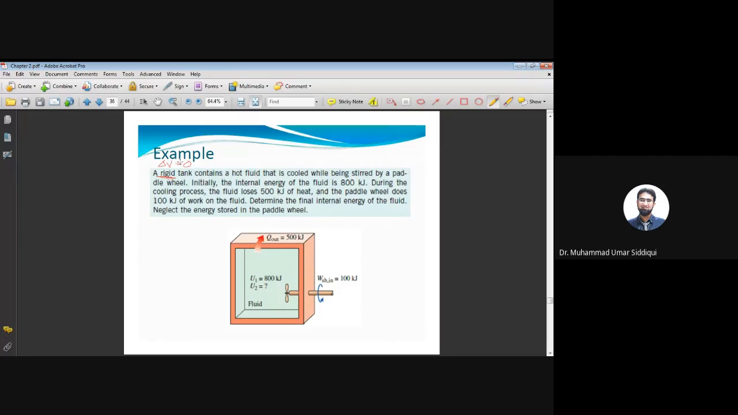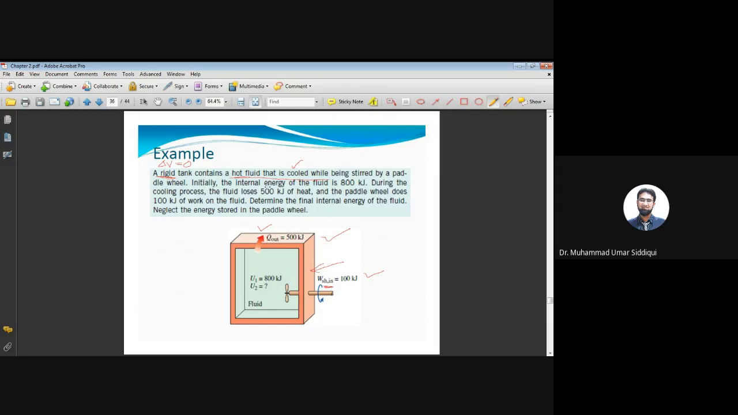Okay, we have a rigid tank that contains a hot fluid that is cooled while being stirred by a paddle wheel. So this is our tank, and inside the tank we have a fluid. It's a hot fluid, and there is a paddle wheel. Obviously the shaft of the wheel is going to rotate, so there will be rotation of the wheel. So basically work is being put from outside to in. So this is work in. This fluid is being cooled. When it says cooled, that means some of the heat is going out. While being stirred by a paddle wheel, work in is there, and there is some heat going out because it is cooled. So some heat is going out of this tank.